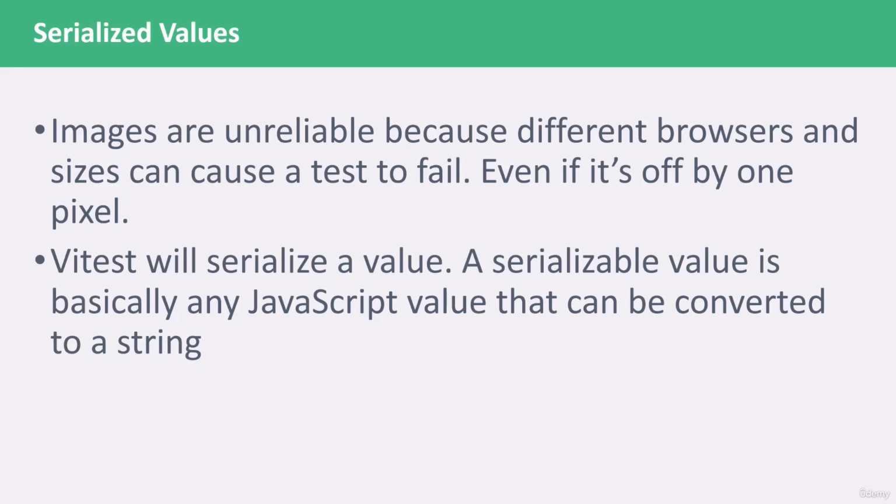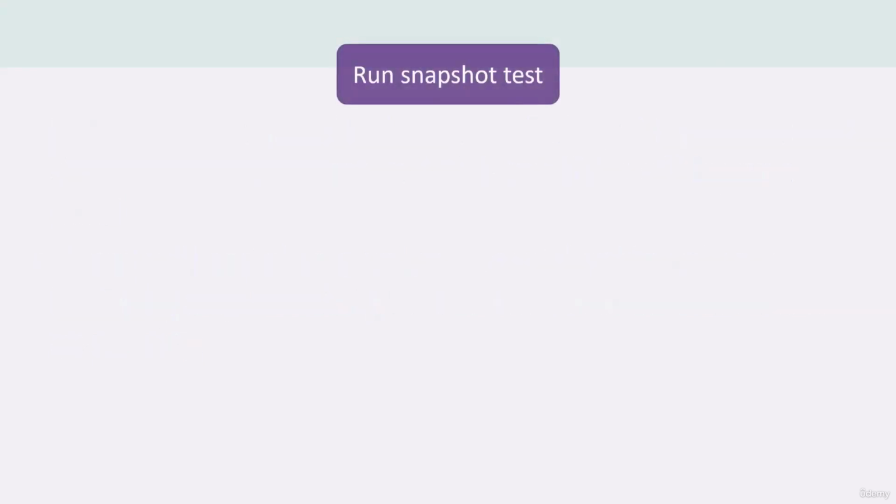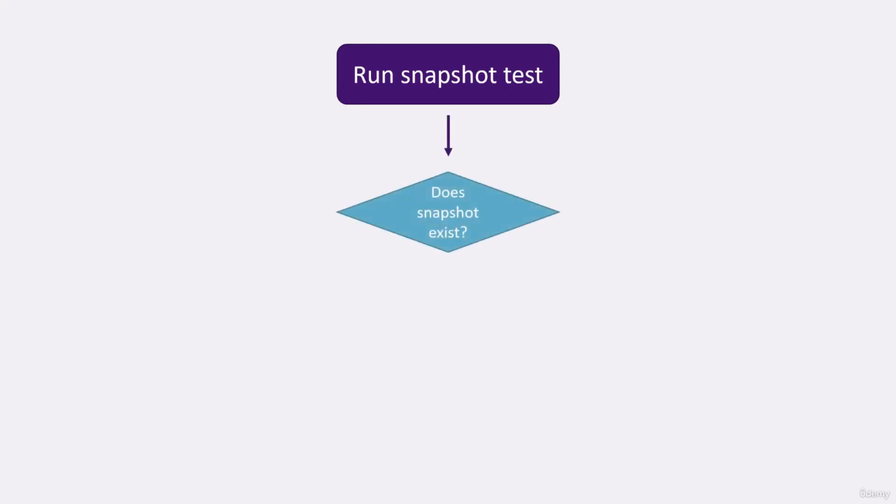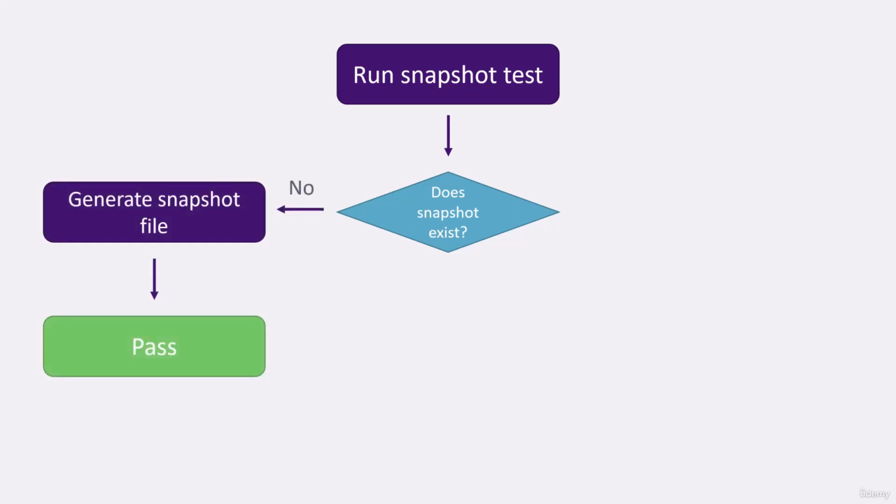Let's review the steps taken by Vitest for performing snapshot testing. Firstly, Vitest will search for an existing snapshot. If it's the first time the test is running, it'll generate a snapshot. The snapshot will be saved. Lastly, the test will pass as long as it's able to save the snapshot. Vitest takes care of saving the file for you. We'll look at how that's done when we begin writing the test.